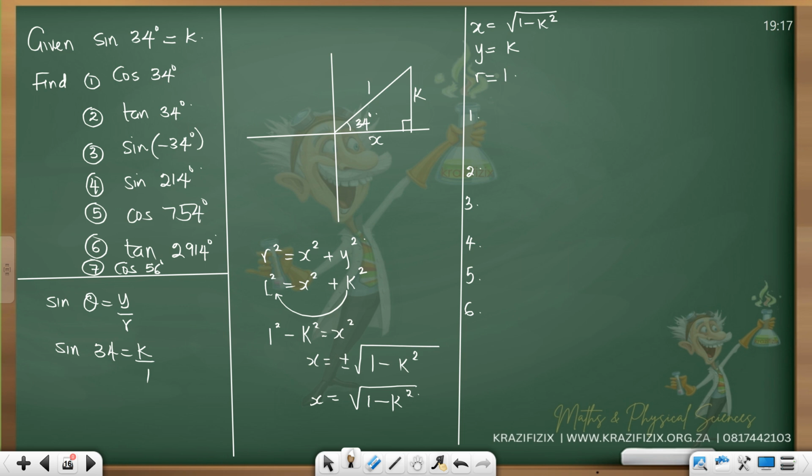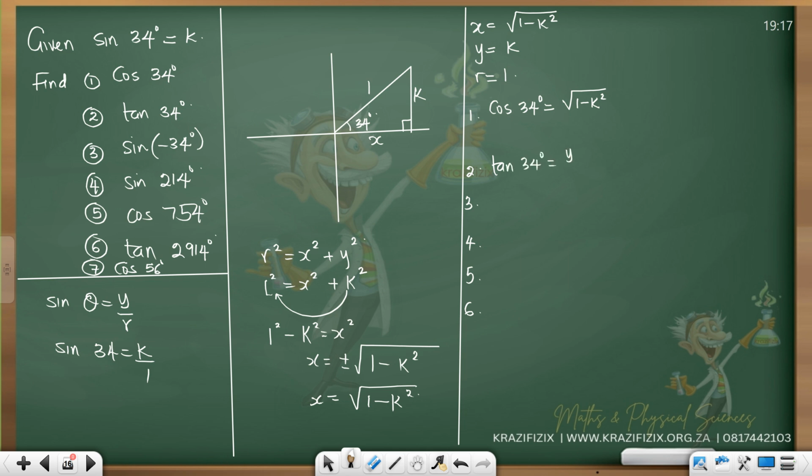All right, what's our first one? Cos 34. What is cos again? X over R. Adjacent over hypotenuse, and we're done. What's our X over R? What is R? 1. That doesn't even matter. We hide it from them. We are done. Number 2, tan 34 degrees.